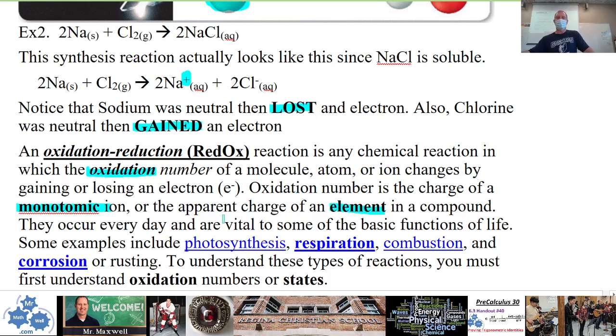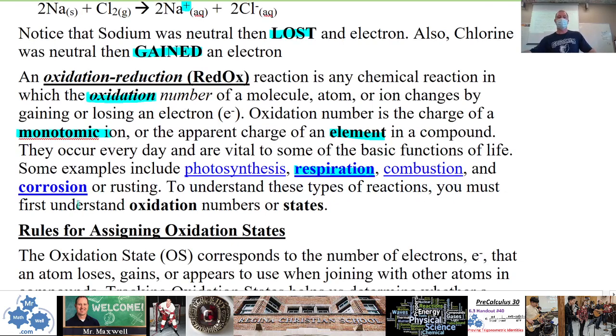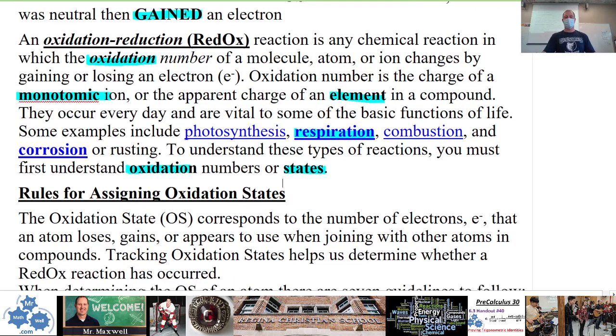These type of reactions occur every day and are vital to some of the most basic functions of life. Some examples include photosynthesis, respiration, combustion, and corrosion or rusting. Okay, so some of those will be blanks that you'll want to fill in to your notes there. To understand these types of reactions, you must first understand oxidation numbers or oxidation states. Okay, so it'll be referred to as oxidation numbers or the oxidation state of an element.